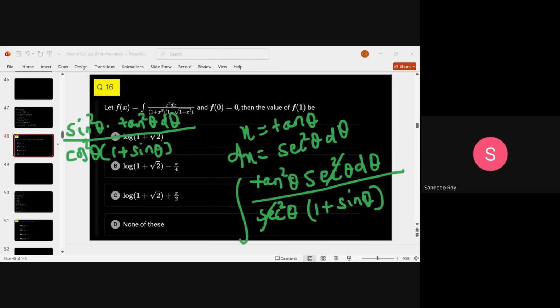One more thing you can do. By the way, there is no tan square theta, my bad. This is a mistake, because tan square theta is already split as sine by cos. So then you can do one more thing over here. After that, write sine square theta as 1 minus cos square theta. Then I think you can get the simplified form and proceed further. I think now you can do it.